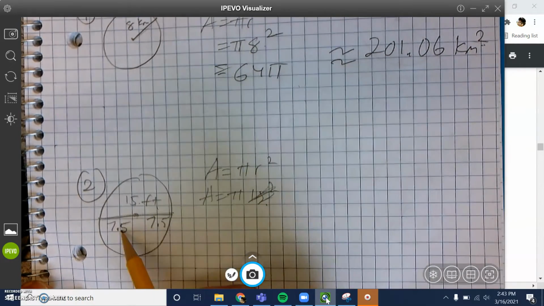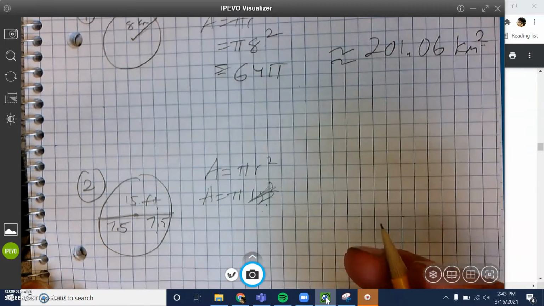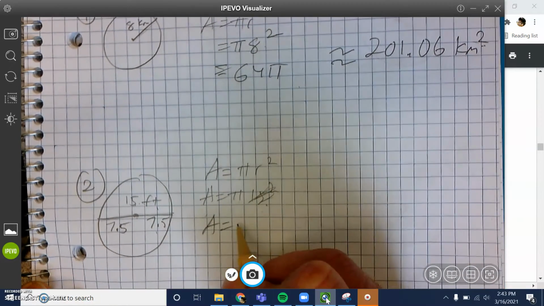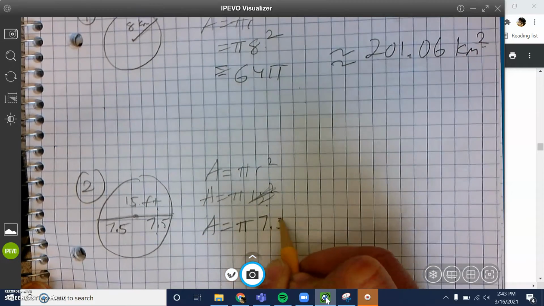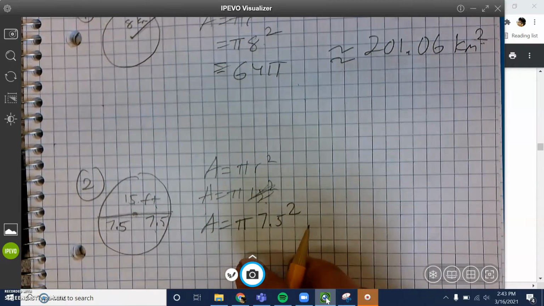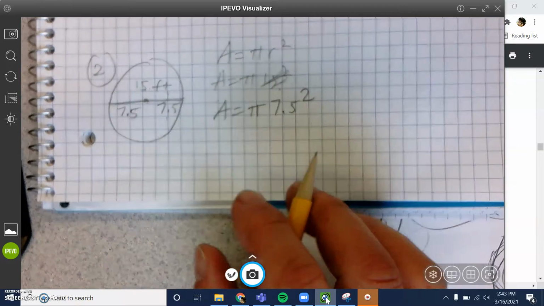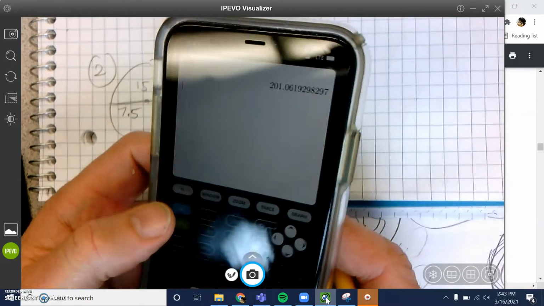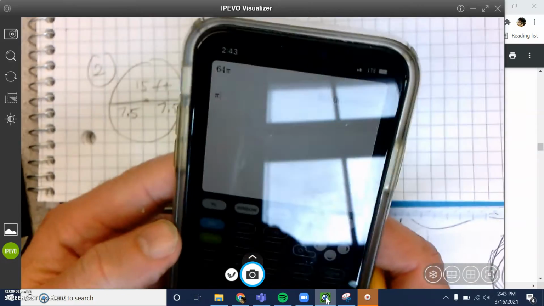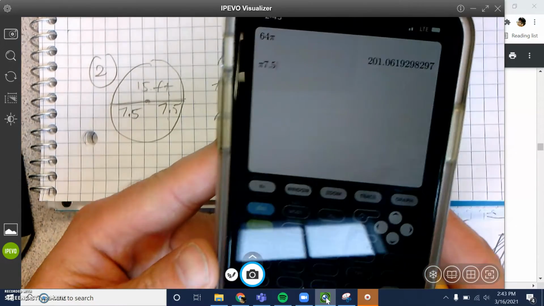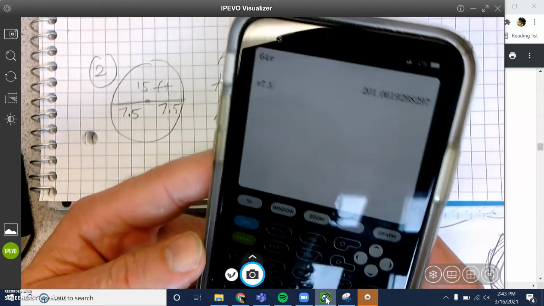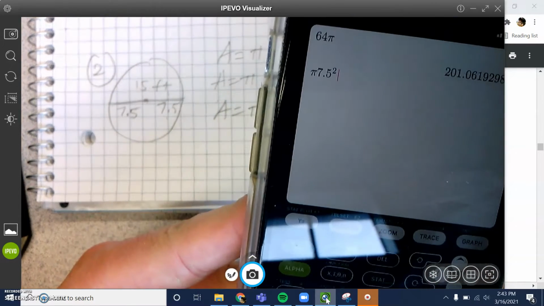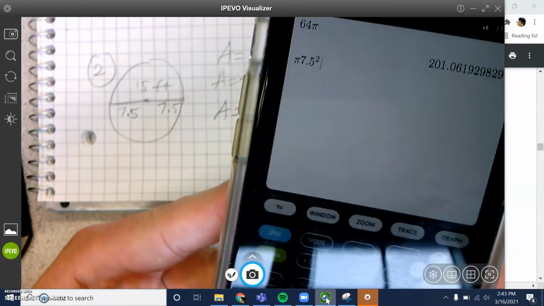So it's not pi times 15 squared. It is pi times 7.5 squared. Okay, let's see. We've got to go to our calculator. So I'm just going to type this whole thing in, right? Pi times 7.5. I'm going to do times 7.5. We're going to do squared right here. Is this the squared? Right there. I got the squared. Pi 7.5 squared. There it is.